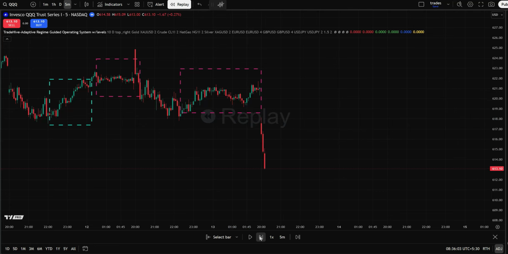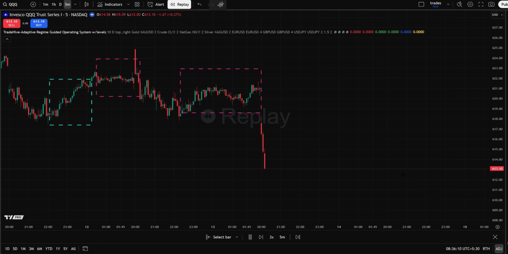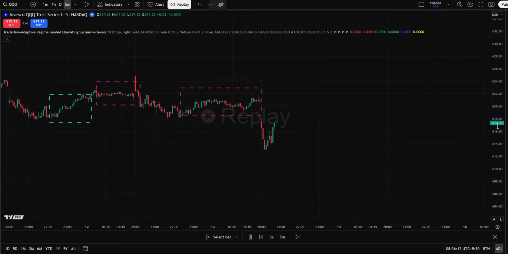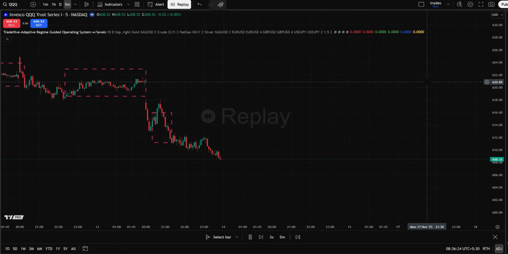Let us proceed. What I will do here is increase the speed a bit. Now just keep on watching. You will see the box getting formed. Yeah, breakdown. We're just waiting for if any other box comes into play. Okay, it comes here.